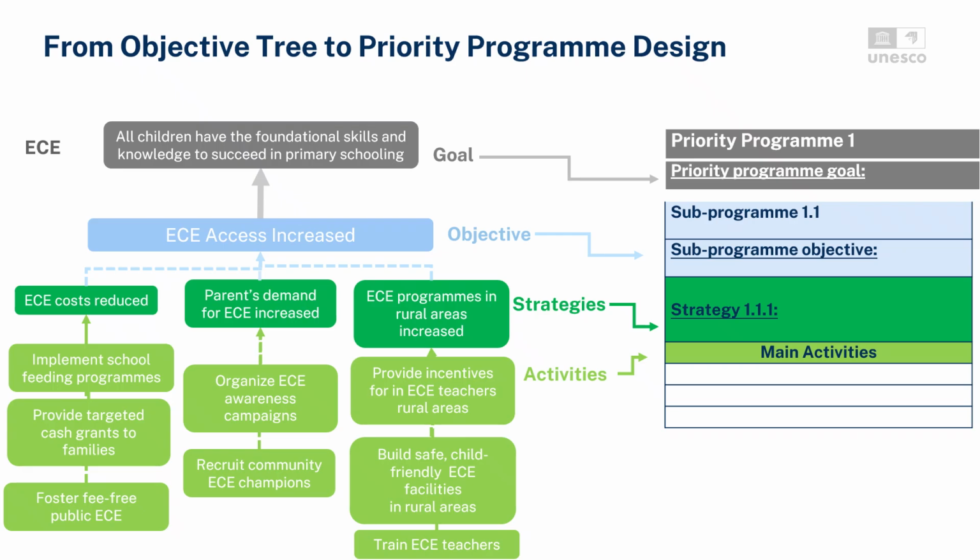In order to begin our priority program design for early childhood education, let's return to our developed EC Access objective tree from last week. It will be a useful jumping off point for our EC Access subprogram design, as it already allowed us to identify an objective and associated strategies and activities, along with a broader goal. We will now go through the process step by step of transforming our ECE Access objective tree into a fully developed ECE Access subprogram.